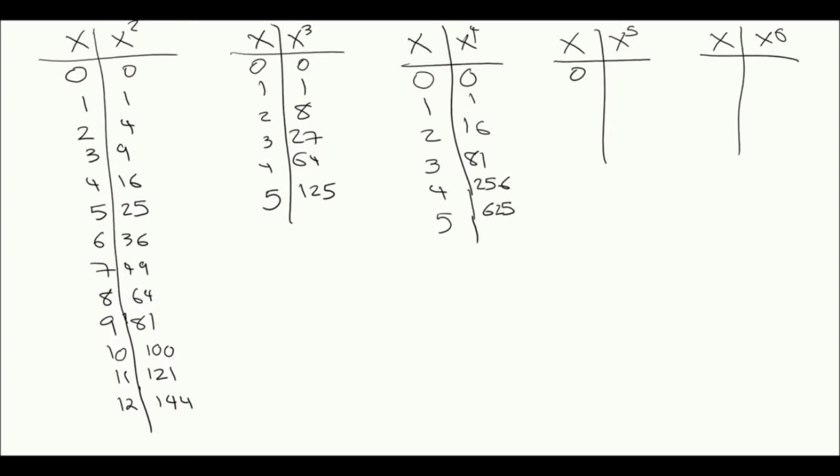Here for the fifth power, we'll just go up to 2. 0 to the 5 is 0, 1 to the 5 is 1, 2 to the 5 is 32. For the sixth power, we'll also just go to 2. So 0 to the 6 is 0, 1 to the 6 is 1, and 2 to the 6 is 64. If you memorize these tables, you're going to be very, very sharp as we proceed with our discussion of radicals.